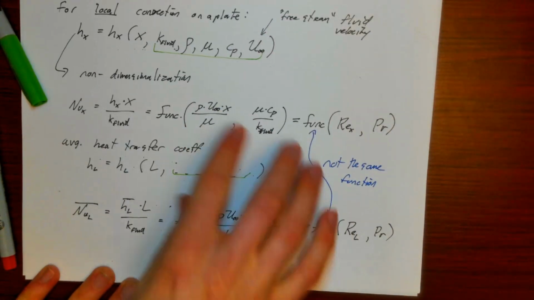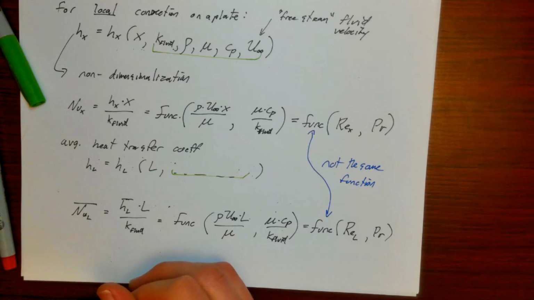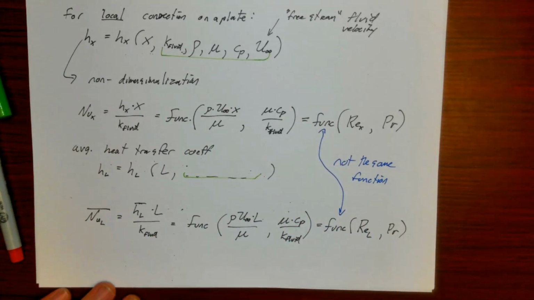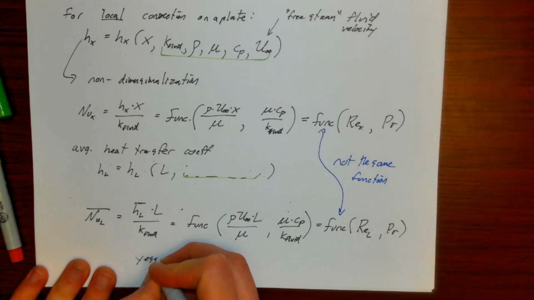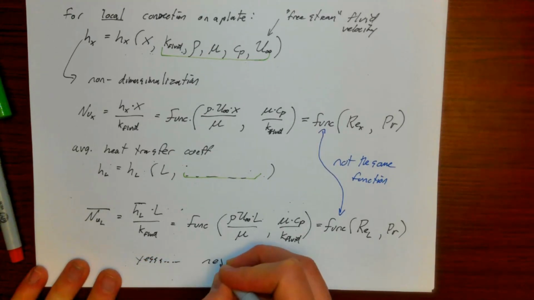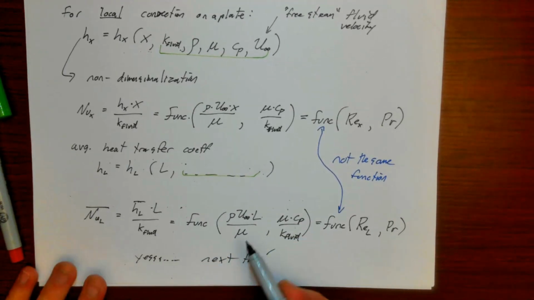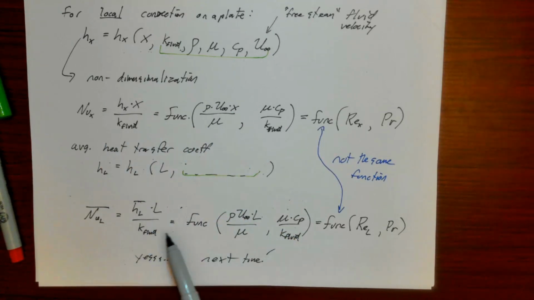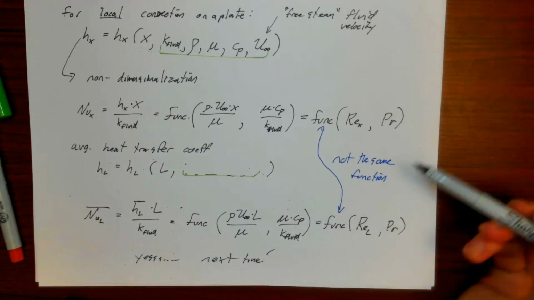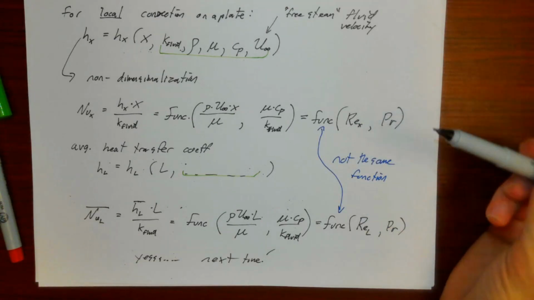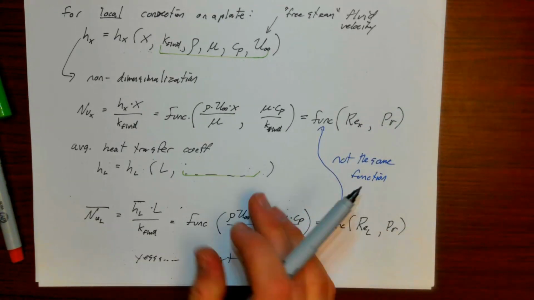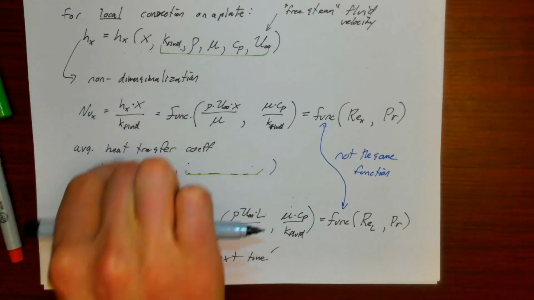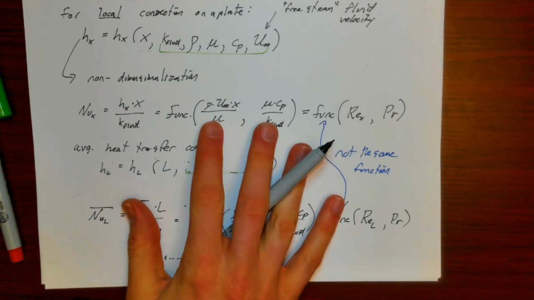So what do these functions depend on? What exactly do these functions look like? Are we going to build a chart like we did for the Nusselt numbers for pipe flow? Yes, but next time. So stay tuned for another lecture coming up where I talk through what these functions are going to look like. Spoiler alert, we're going to have different ones for laminar versus turbulent. We're going to have different ones for constant surface temperature versus constant surface heat flux. We're going to have different ones for local versus averaged. So stay tuned for all of that.